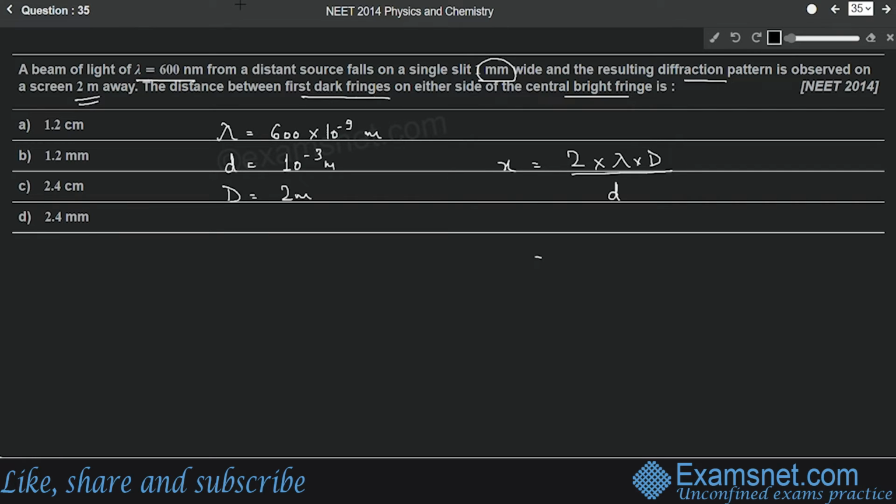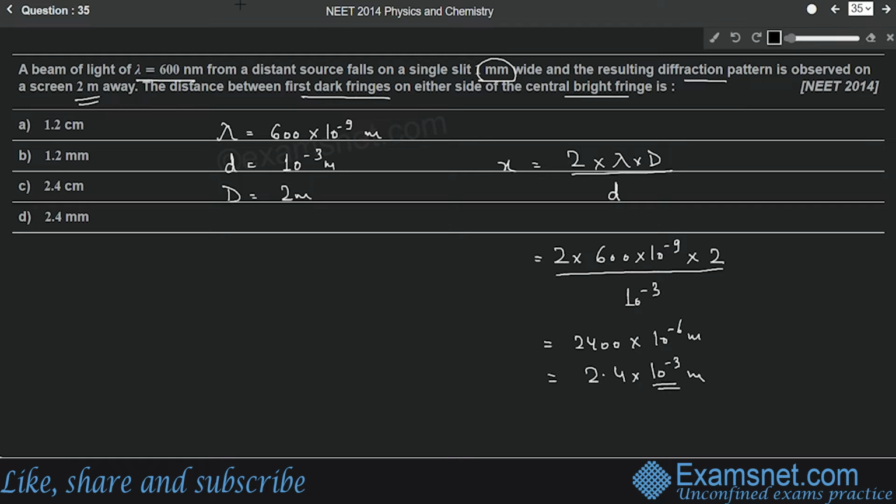Okay, so let's put the values. 2 into lambda, that means 600 into 10 to the power minus 9 meter, into capital D, that is 2 meter, divided by small d, that is 10 to the power minus 3 meter. So all are in meters. So on solving this you will get 2400 into 10 to the power minus 6 meter, which can be written as 2.4 into 10 to the power minus 3 meter, and 10 to the power minus 3 meter means 1 millimeter, so it can be written as 2.4 millimeter. That means option D, 2.4 millimeter, will be the correct answer.